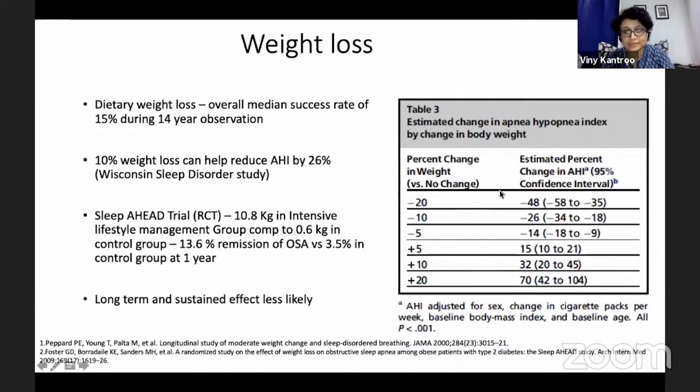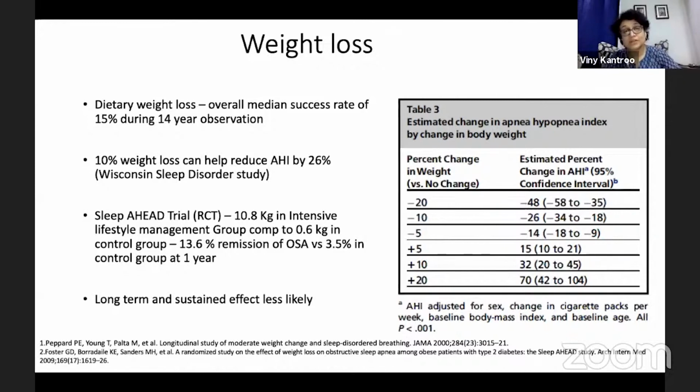So you can see that the estimated percentage change in AHI was somewhere around 48 when the weight changed about 20%. Now, the Heart Health Study, which we spoke about earlier, was seen to contribute to an AHI change of about 26 when the weight loss was about 10% of your body weight. The Sleep AHEAD trial, which is a randomized controlled trial, saw a decrease in weight of 10.8 kg in the intensive lifestyle management group compared to only 0.6 in the control group, and 13.6 percent of the people had remission of their OSA versus 3.5 in the control group at 1 year.